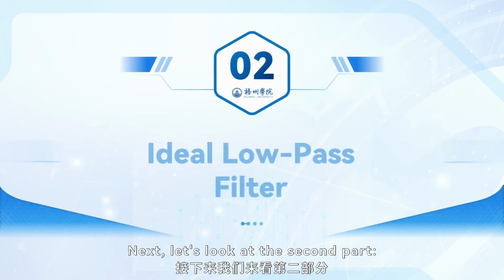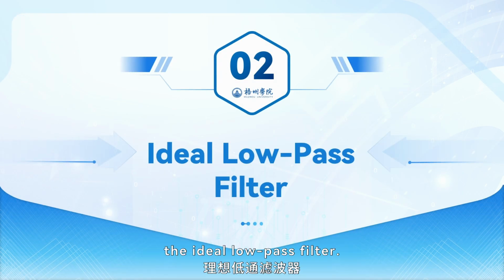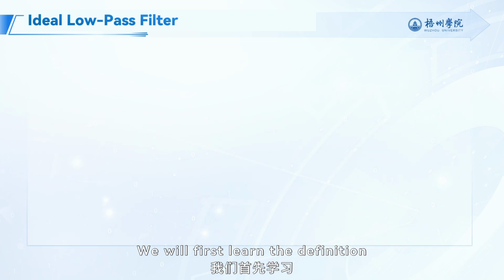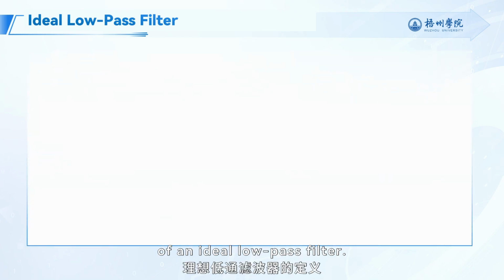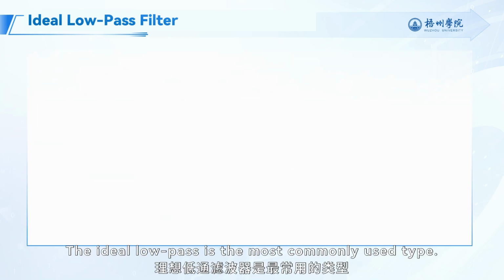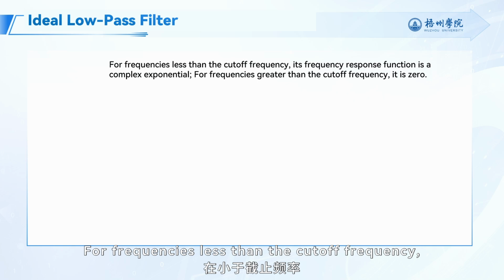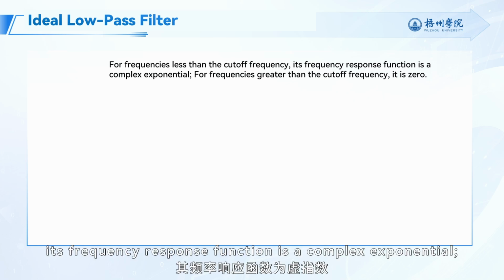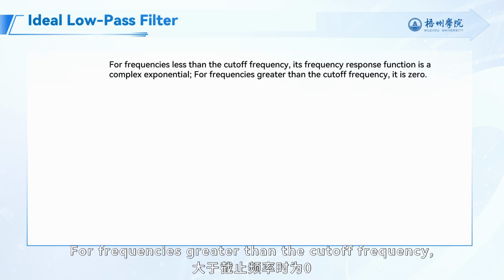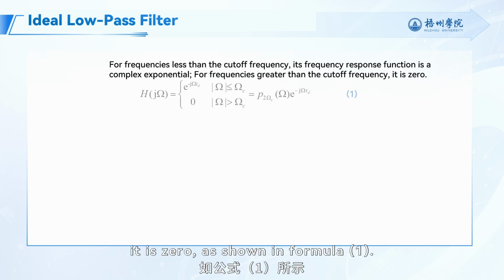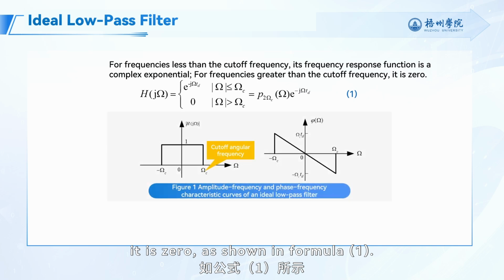Next, let's look at the second part, the ideal low-pass filter. We will first learn the definition of an ideal low-pass filter. The ideal low-pass is the most commonly used type. We can see that for frequencies less than the cutoff frequency, its frequency response function is a complex exponential. For frequencies greater than the cutoff frequency, it is 0, as shown in Formula 1.